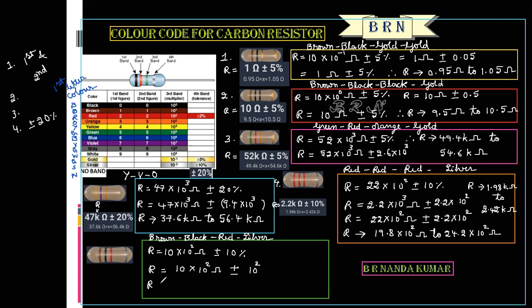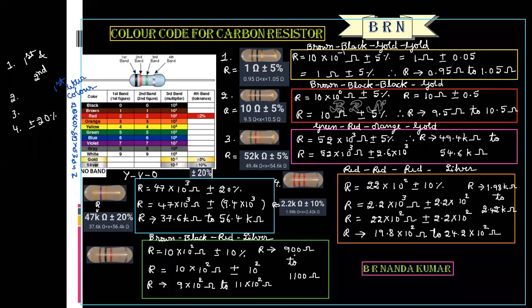So the resistance lies from where to where? So 10 into 10 power 2 minus 1 into 10 power 2, that is 9 into 10 power 2. Okay. So 10 plus 1, that is 11 into 10 power 2 ohm. So the resistance lies from 900 ohm to 1100 ohm, right?